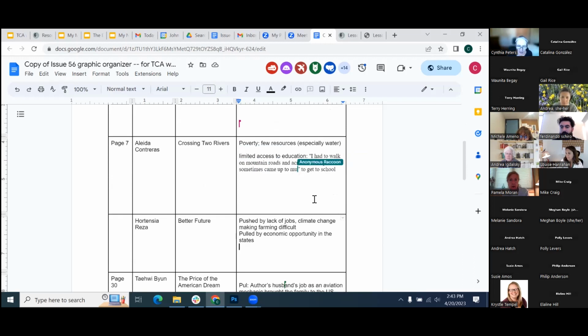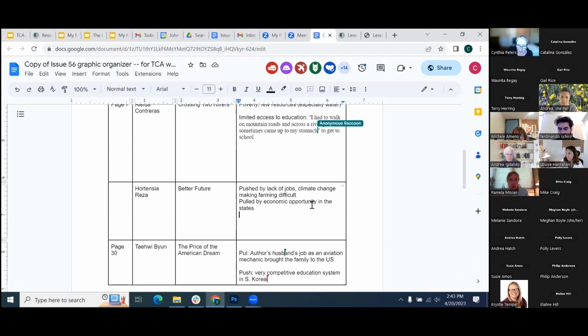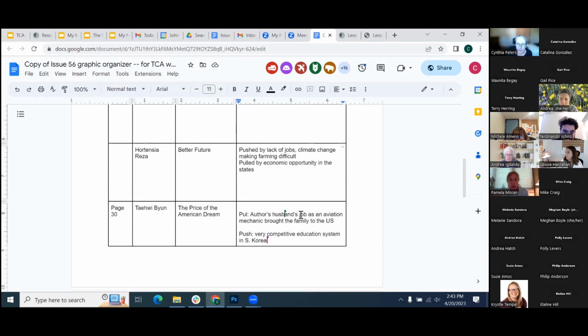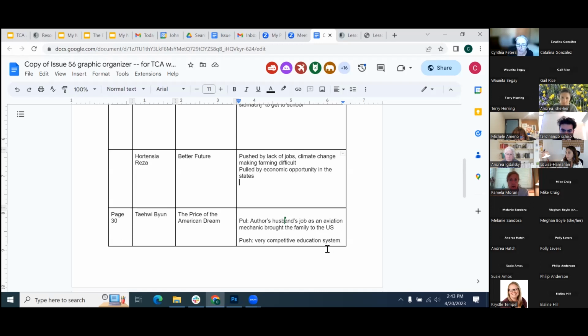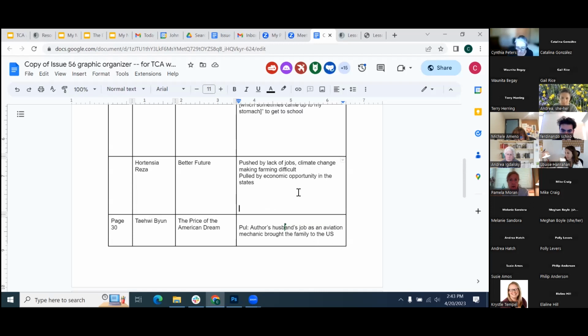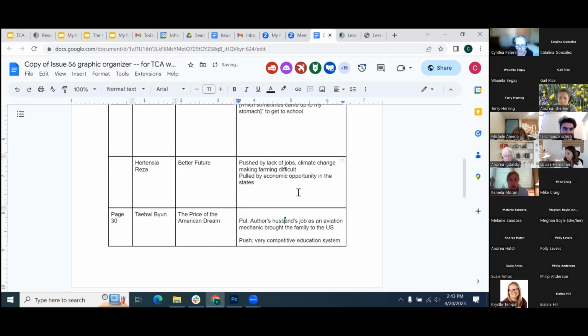For Better Future, that family was pushed by a lack of jobs, by problems with climate change making farming more difficult, and they were pulled by economic opportunity in the United States. The Price of the American Dream, the pull was the author's husband had a job in aviation. And the push away from the competitive educational system in Korea and preferring the US system. Kind of interesting, isn't it? Like what pushes and what pulls, and just the conceptual work of thinking about what pushes and what pulls you.